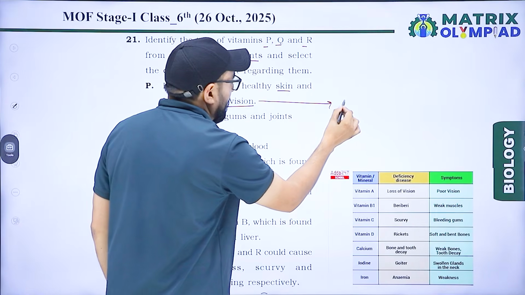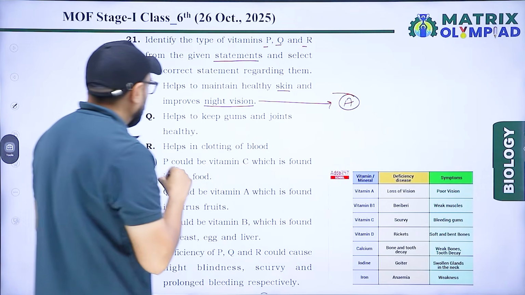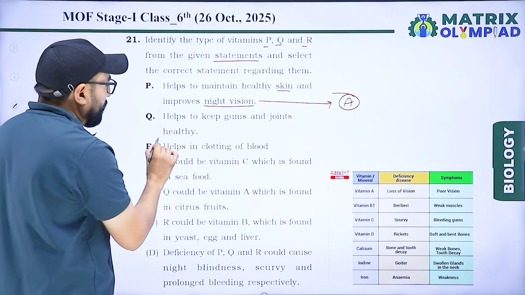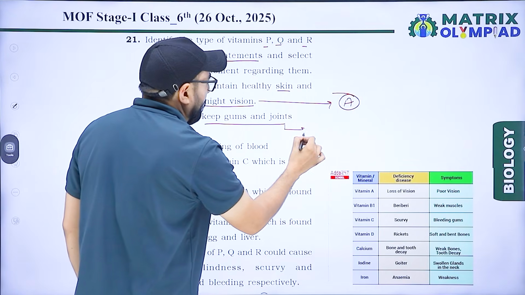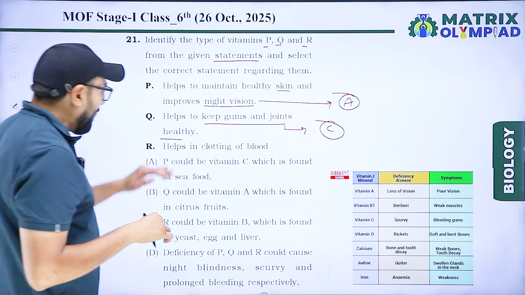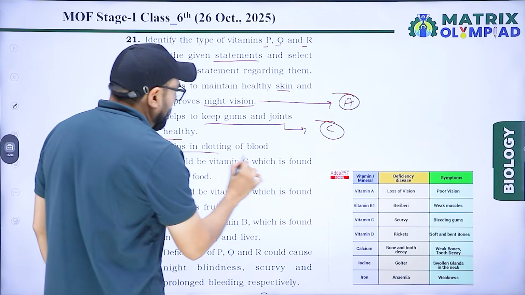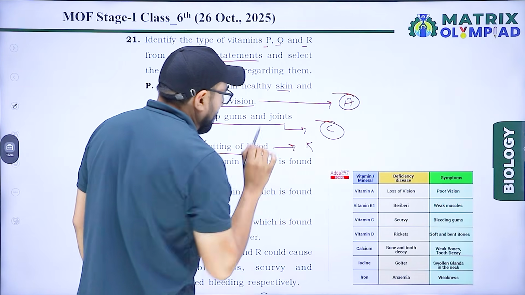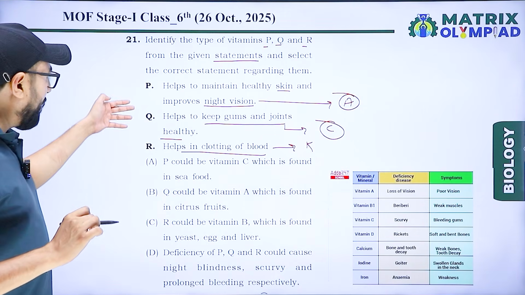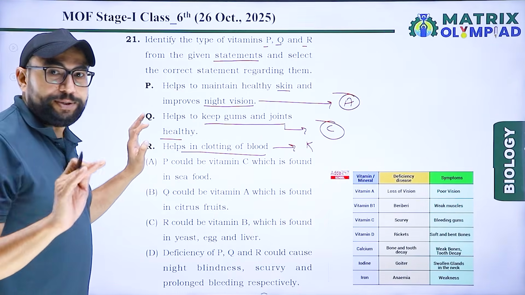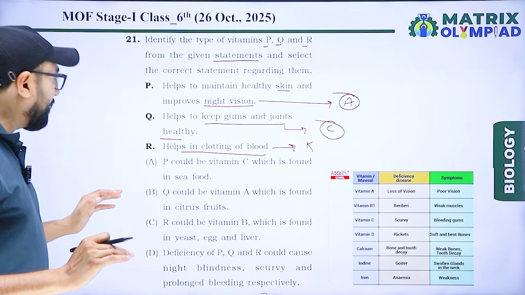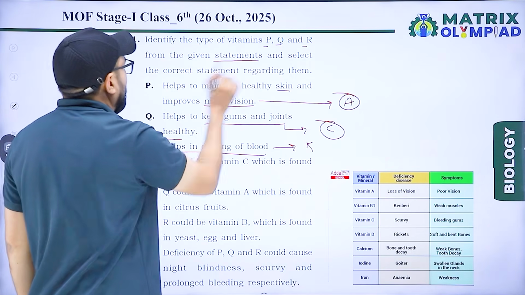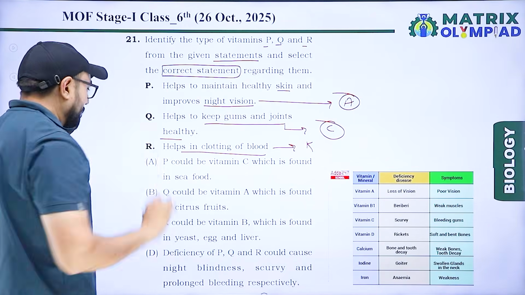Night vision is related to vitamin A. Help to keep gum and joint healthy is related to vitamin C. Help in clotting of blood is related to vitamin K. According to the PQR statements, options A, B, C and D. Select the correct statement only.